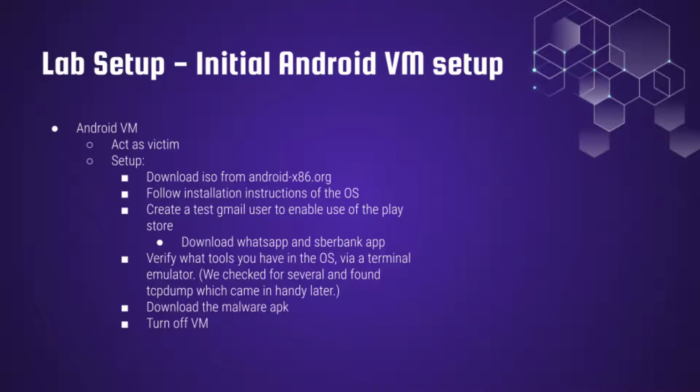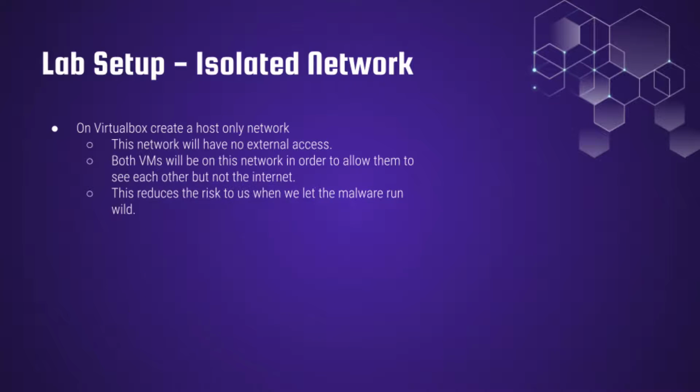It would be very helpful if you knew how to obtain terminal access in the Android VM. The ISO we picked included a terminal emulator app bundled in, which is what we used. The reason we want to verify what tools are available is to see what we'll be able to use to move files over later or to help enable better monitoring of the machine. After installing everything you need to, the last step before turning off the VM is downloading the Malware APK, but do not install it yet.